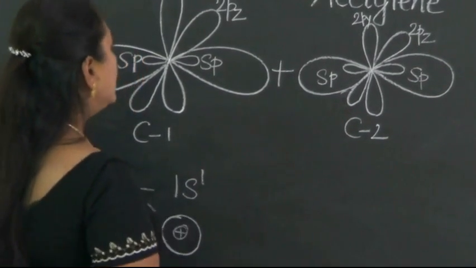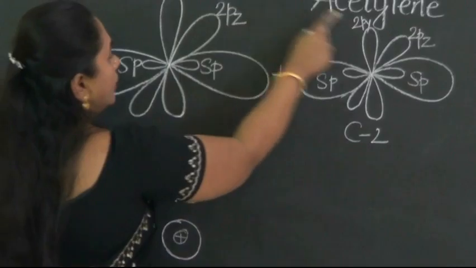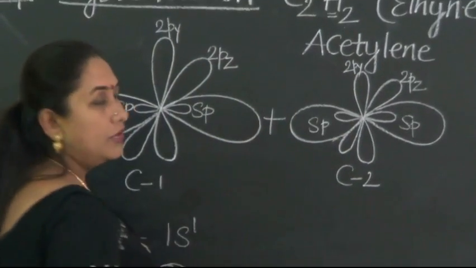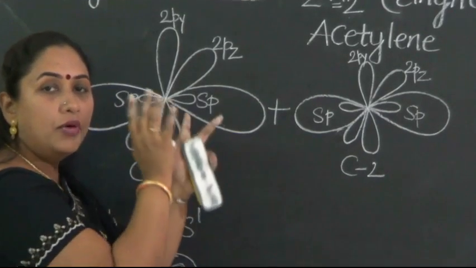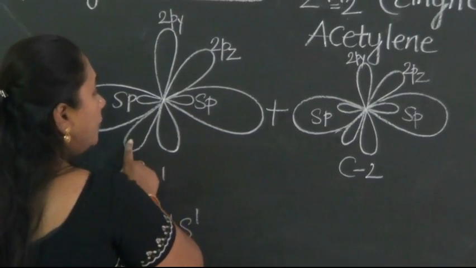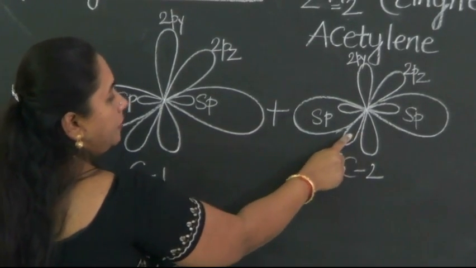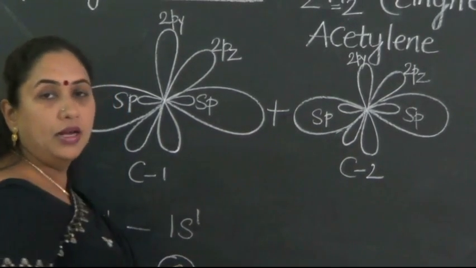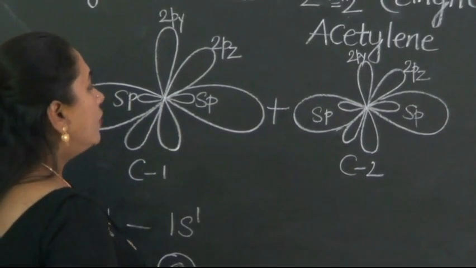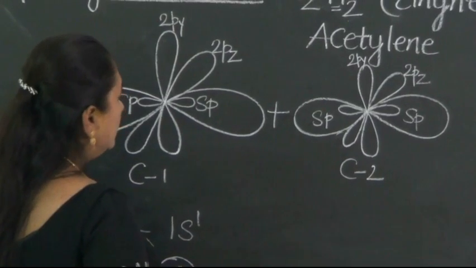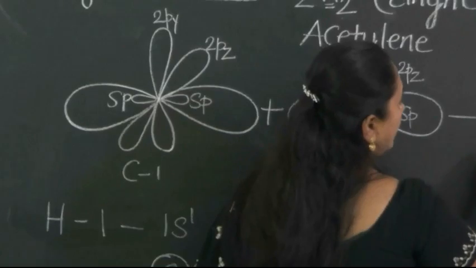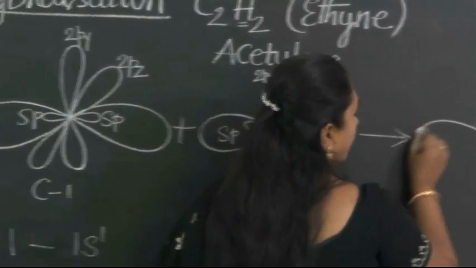Then what else happens? The 2py atomic orbitals of both the carbon atoms will undergo lateral overlapping, resulting in a pi bond. Then the 2pz of each carbon atom will again undergo lateral overlapping, resulting in the formation of a pi type of covalent bond. Let us write this diagrammatically and see.